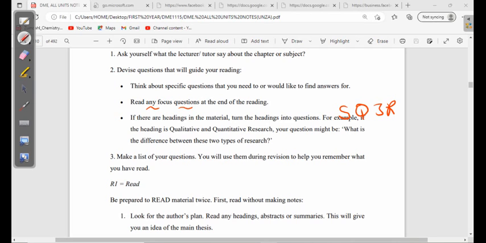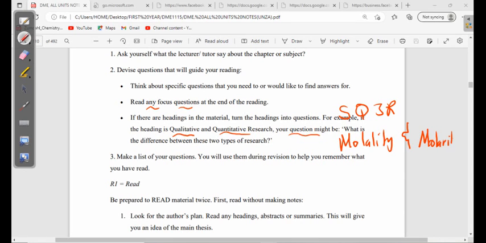If there are headings in the material, turn the headings into questions. For example, the heading is qualitative and quantitative research. Your question might be, what is the difference between these two types of research? Or maybe you are reading about molality and molarity. So you can put a question: what is the difference between molarity and molality? You can put this as a question and then you start reading.